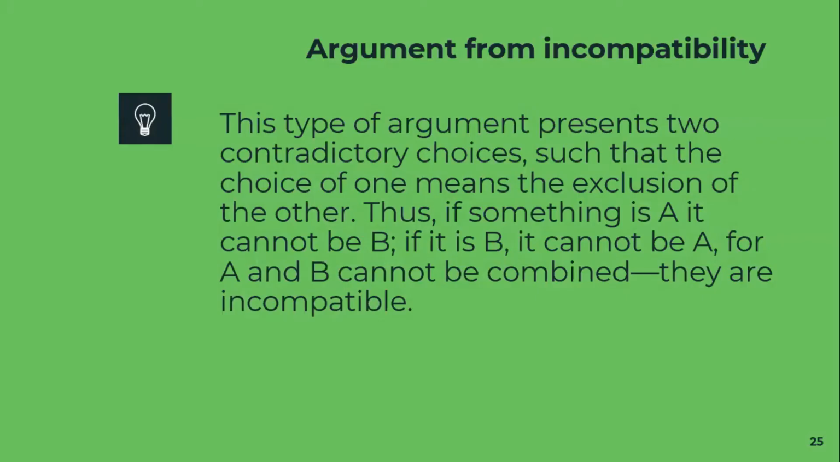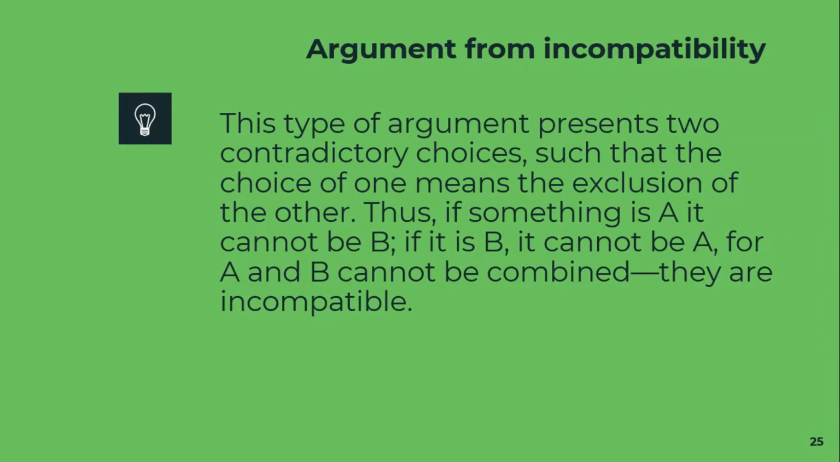Next is argument from incompatibility. This type of argument presents two contradictory choices, such that the choice of one means the exclusion of the other. Thus, if something is A, it cannot be B. If it is B, it cannot be A. For A and B cannot be combined, so they are incompatible.